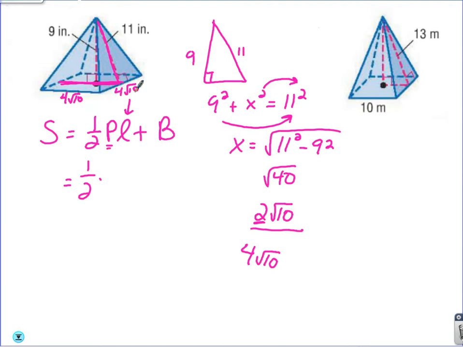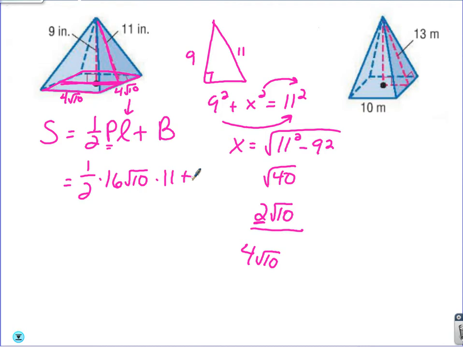Extra practice for algebra. What's the perimeter? You got 4 of those, right? 4 root 10 plus 4 root 10 plus 4 root 10 plus 4 root 10. 16 root 10. Times the slant height, which is 11, plus the area of the base. How do you find the area of a square?